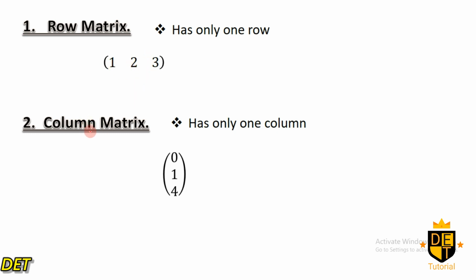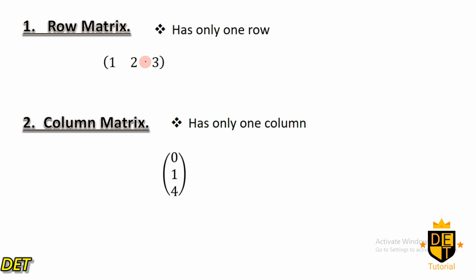Then we have the column matrix. It has only one column. Alright, so you can see that it has only one column. So this is an example of a column matrix. Again, this is a row matrix, this is a column matrix.